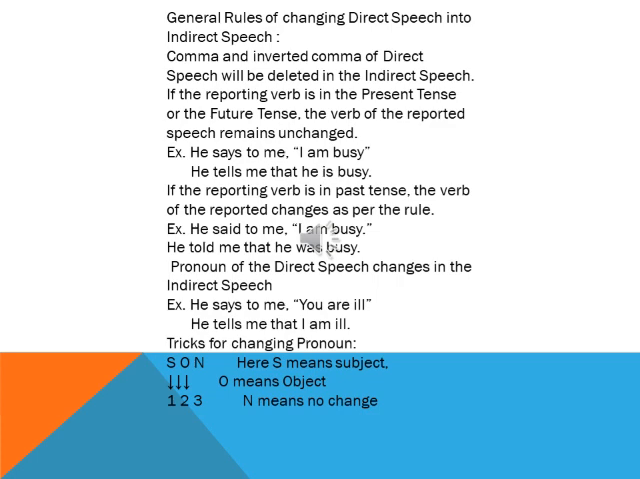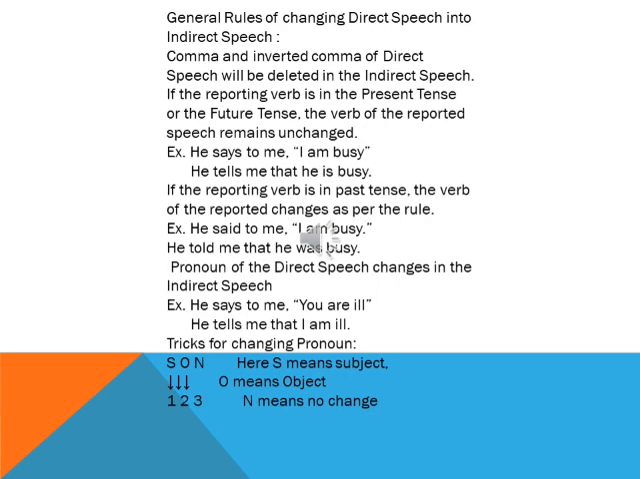Number 3 point: while changing direct speech into indirect speech, we are changing the pronoun too. For example, he says to me, "You are ill," then it will be changed into, he tells me that I am ill. Here, the pronoun you of the reported speech has been changed into I.